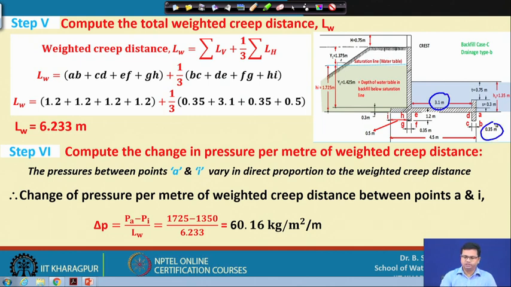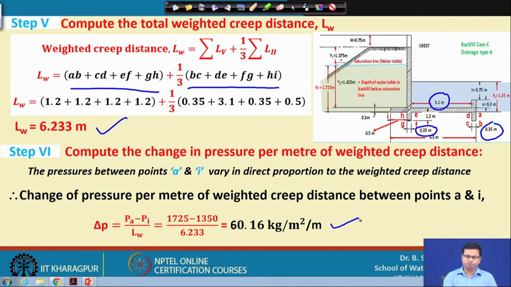So, we will get L W equal to 6.233 meter. So, that is my weighted creep distance. One important thing here is that the vertical distances are taken as a whole, and the 1/3 weight has been taken for the horizontal distances. Then compute the change in pressure per meter of weighted creep distance. For that we have to get delta P equal to P A minus P I divided by L W.